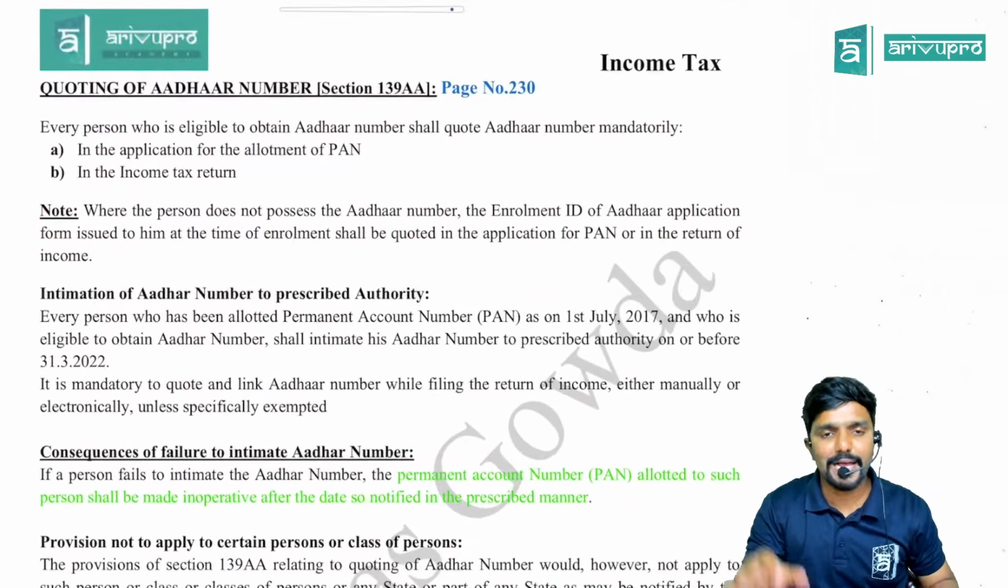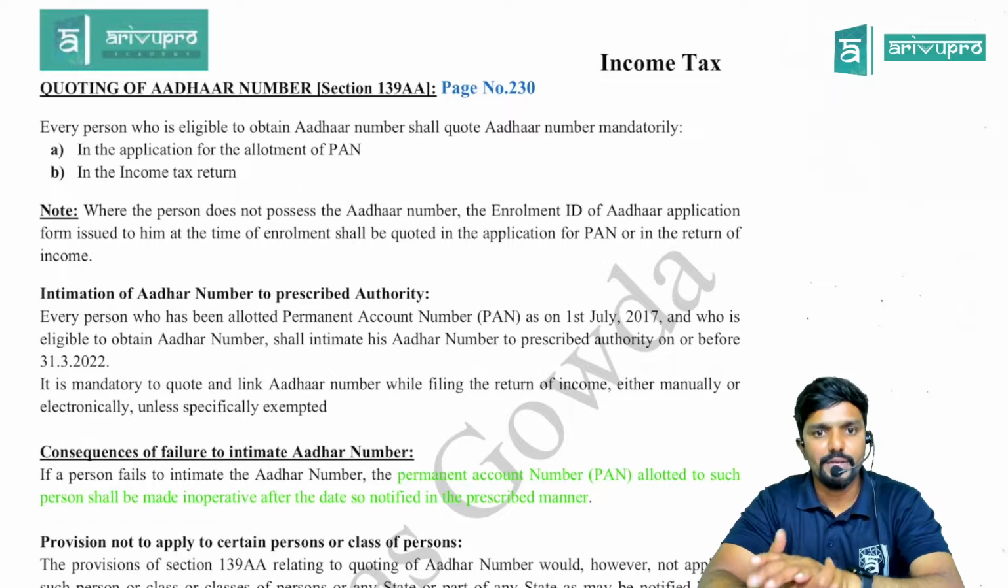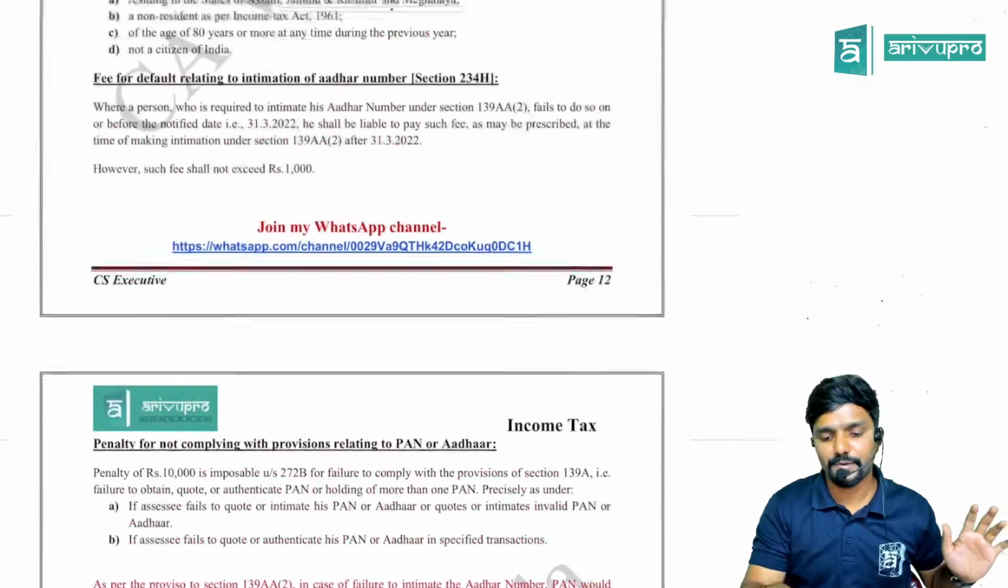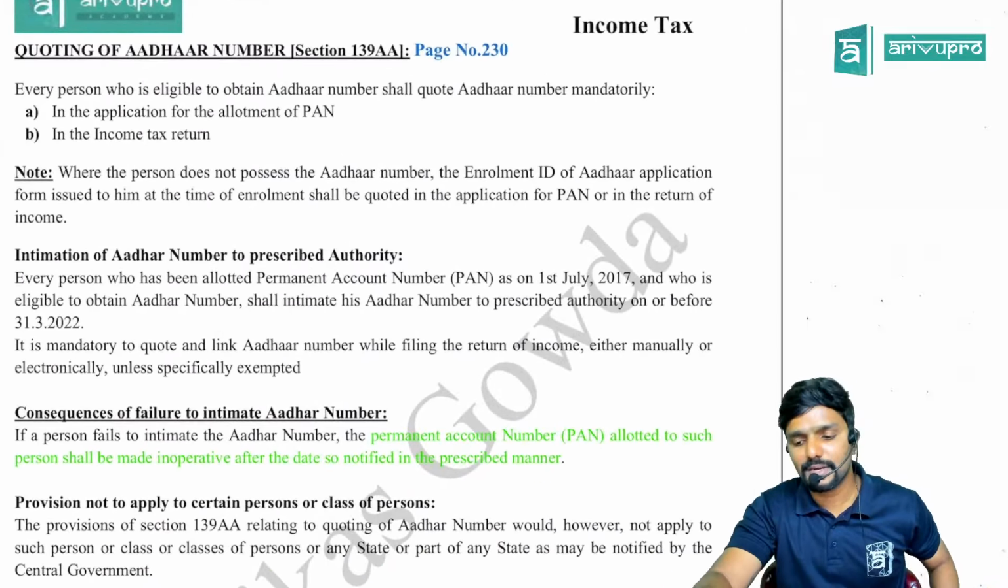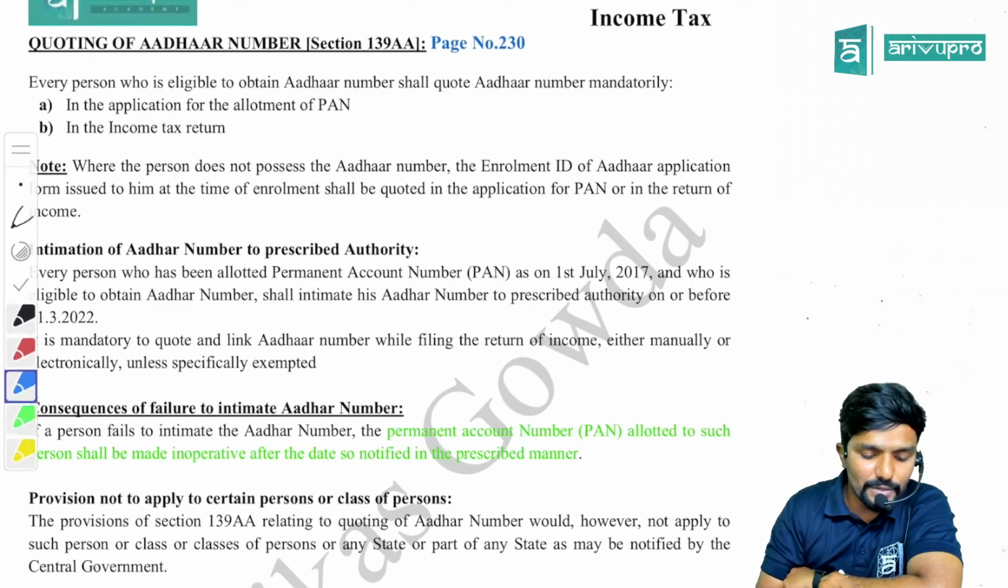Let us move to the last point, that is with respect to Aadhaar. Quoting of Aadhaar number, section 139AA, page number 230. Here also, whatever I have given in red color is the only amendment, guys. Because I have given a reference to whatever we already covered in regular class, but you need not worry about it. Let me just go through some background, only then I will go through the changes.